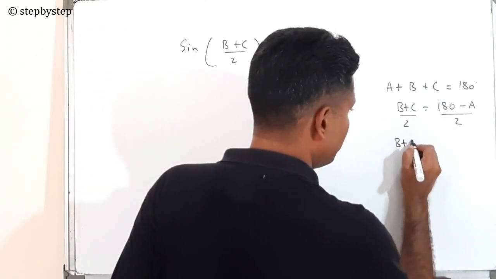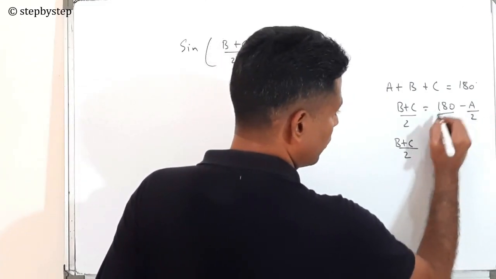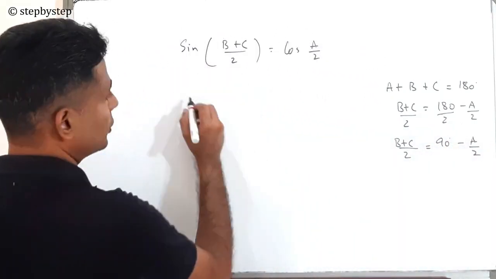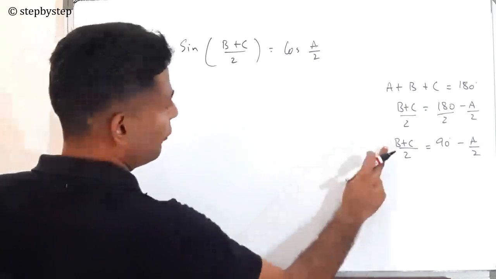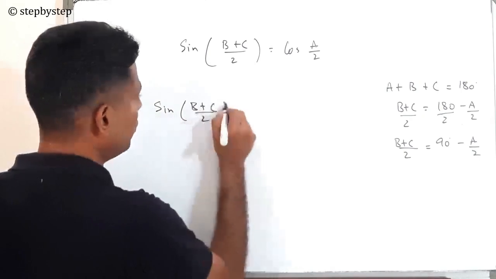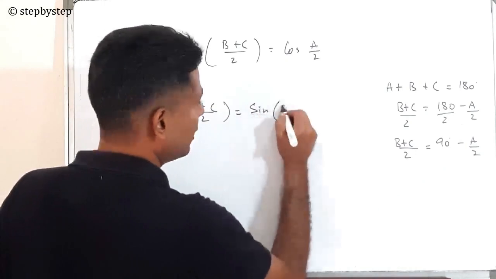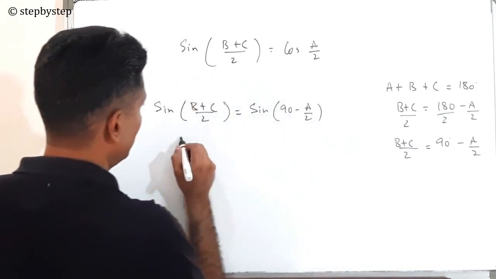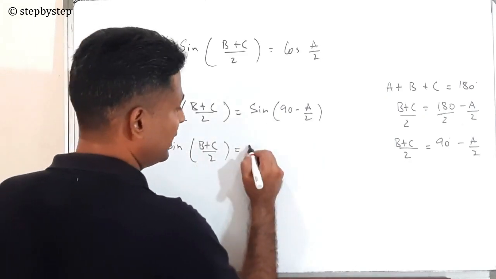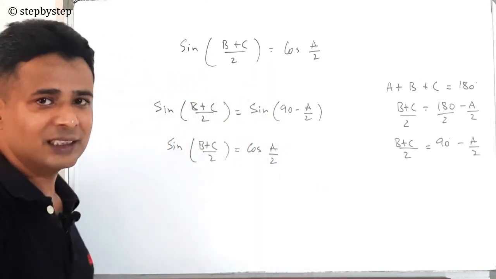So now B plus C by 2. Now this I can split, right? I can write it as 180 by 2 minus A by 2. So 180 by 2 becomes 90 minus A by 2. So what happens? We will get, if I take sine on both sides here, sine B plus C by 2. This is equal to this. So sine of this will be equal to sine of this. So equal to sine 90 minus A by 2. So we get sine B plus C by 2 equal to sine 90 minus theta is cos theta. So we get cos A by 2. Hence proved.